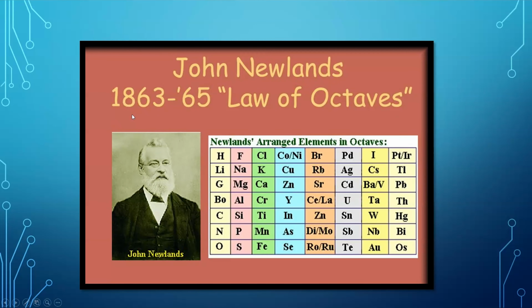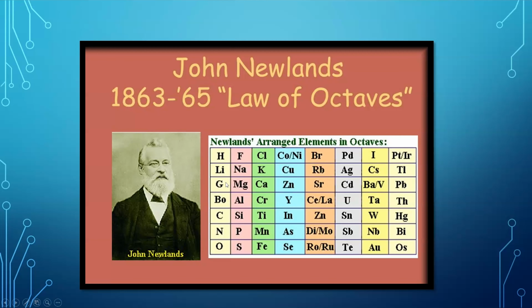Later in the mid-1860s, an English chemist by the name of John Newlands came up with another observation regarding the elements. He looked at the elements listed in order of increasing atomic weight, just as Dobereiner had done. And he noticed that if he put them in order, at least of the known elements, he found a repeating pattern that every eighth element seemed to have similar properties to the first one in the series.